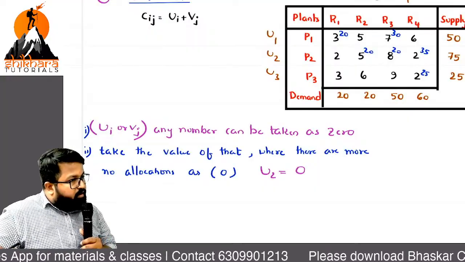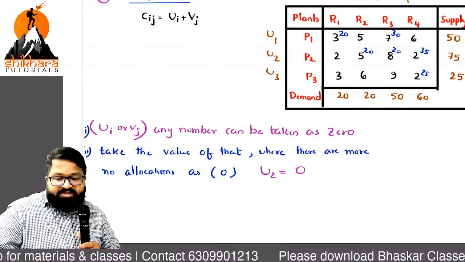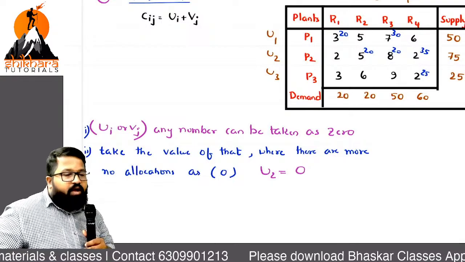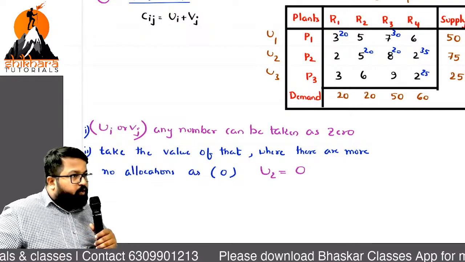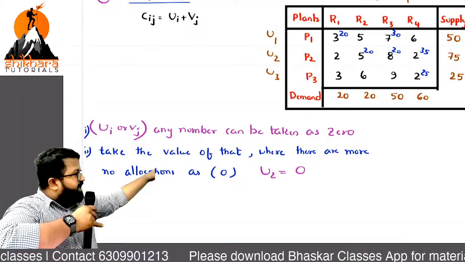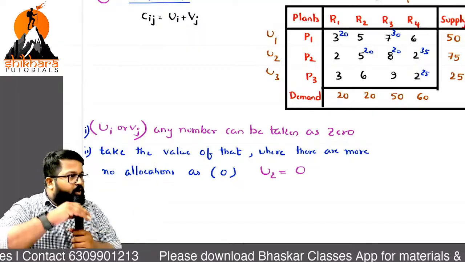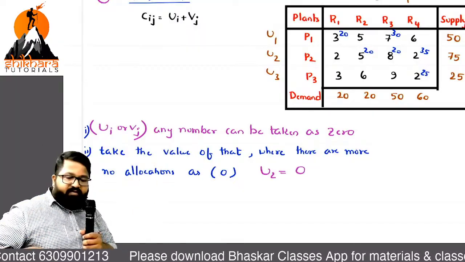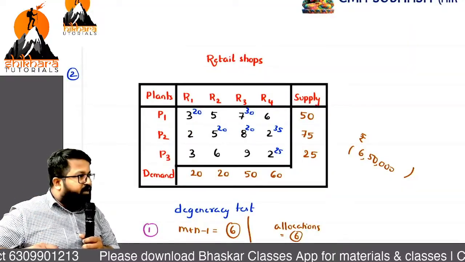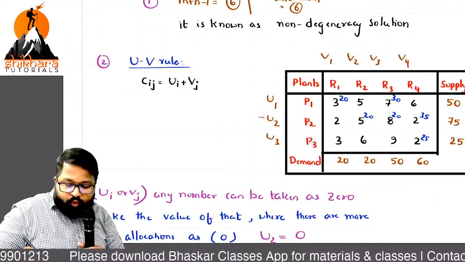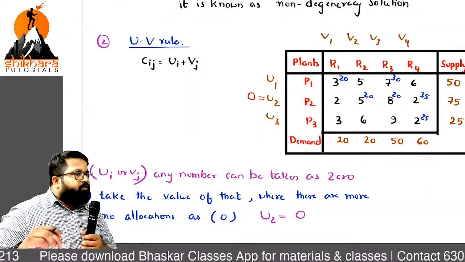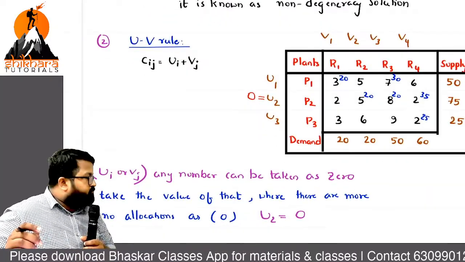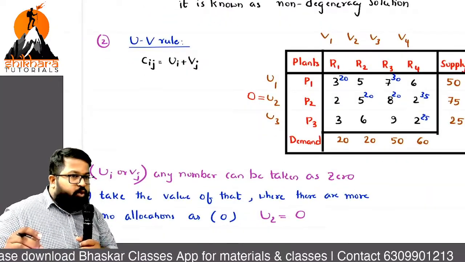Once the basic first assumption is done, that is U2 is equal to 0, write the same part in the table. You have one common table, which you started in the first step. In this table itself, you fill the data. That is, U2 is equal to 0.